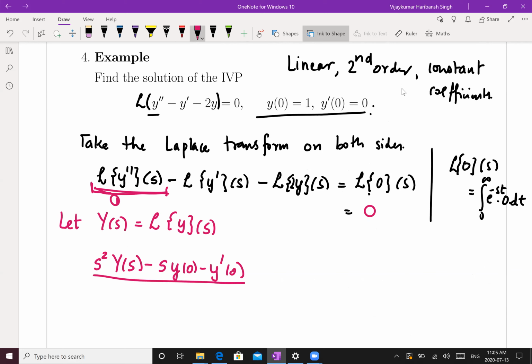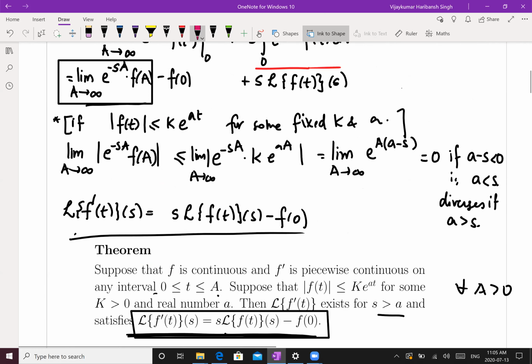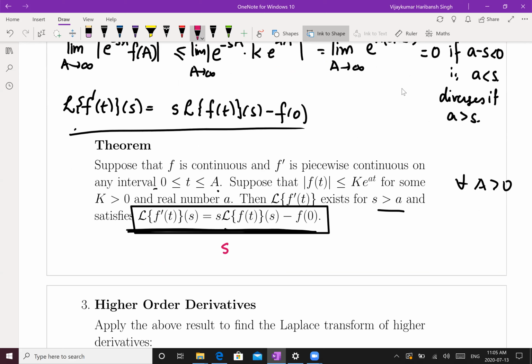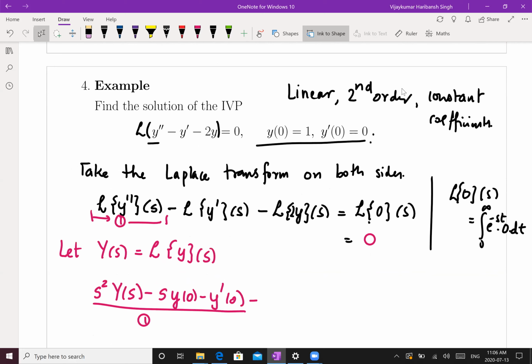So this is what happens to the first part. Minus, what is the Laplace transform of the derivative? If you look at this, we have already derived that it is s times Y(s) minus y(0). Using this, we get here s times Y(s) minus y(0).